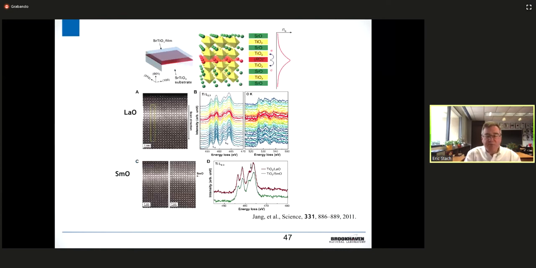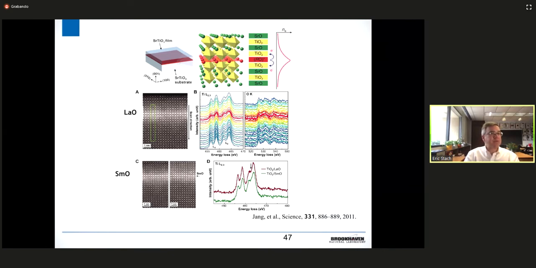This is a beautiful paper that was taken off of the Hitachi instrument at the CFN at Brookhaven a number of years ago. Here, someone grew atomic scale strontium titanate, and they would put in a single layer of a transition, of the lanthanide material. Here, lanthanum oxide. This paper shows it for other lanthanides. This was done with molecular beam epitaxy.